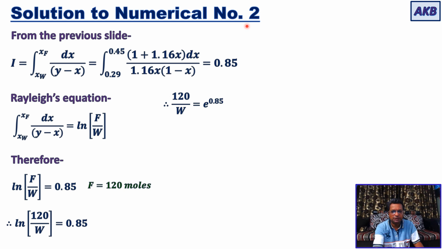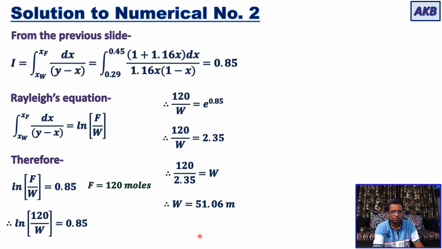That is 120 by W is equal to e raised to 0.85. That is 120 by W is equal to 2.35. E raised to 0.85 is 2.35. And then 120 by 2.35 is W. So that gives us W as 51.06 moles. Again, you can compare the value of W, this value, with the value that we got by using other methods.